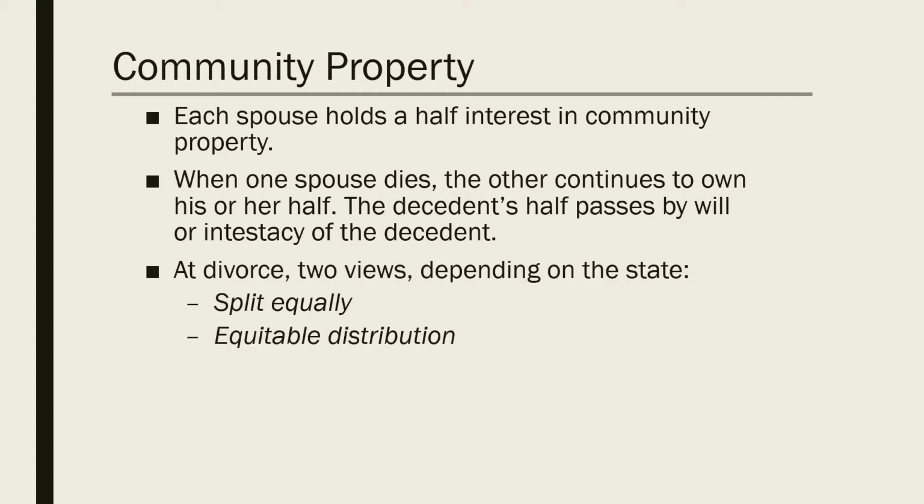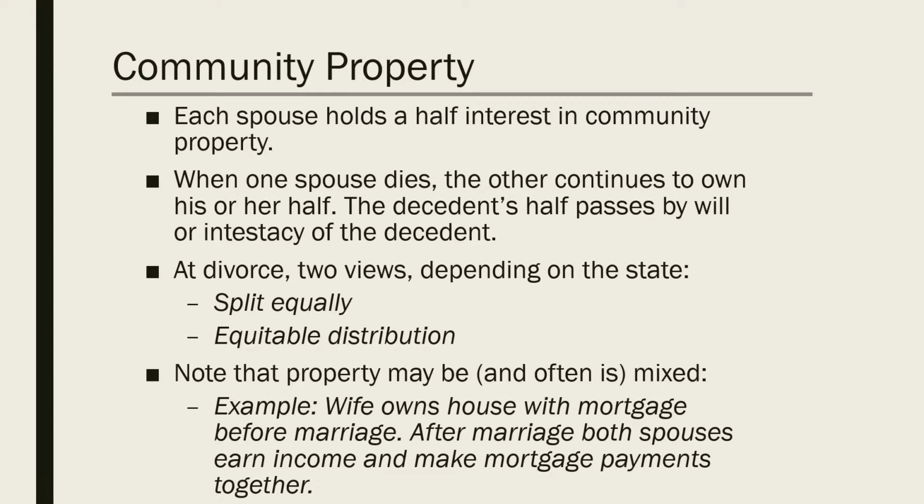In a divorce, there are 2 different views about what happens to the property depending on the state. In most of the community property states, the community property is simply split equally between the 2 spouses. On the other hand, a few of the community property states follow a principle of equitable distribution, which means that a court can look at the circumstances of the individual spouses and can decide that one of them should get more of the community property than the other receives.